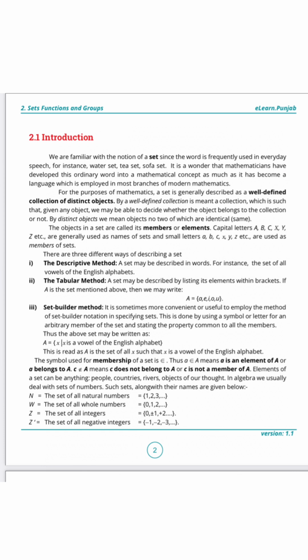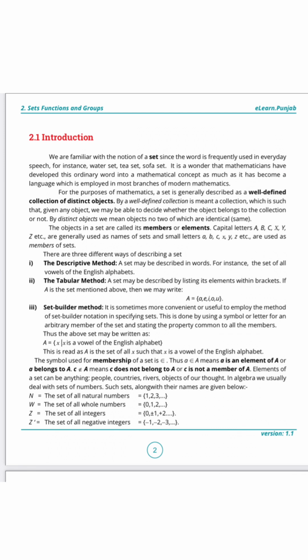The symbol used for membership of a set is this, belongs to. Thus a belongs to A. Capital A means small a is an element of capital A, or a belongs to A, and c does not belong to A, right? As you can see, A, E, I, O, U: a belongs to A, e belongs to A, i belongs to A, o belongs to A, u belongs to A, but not c. There is no c. That's why c does not belong to A, or c is not a member of A.